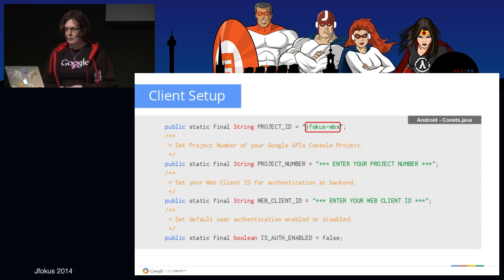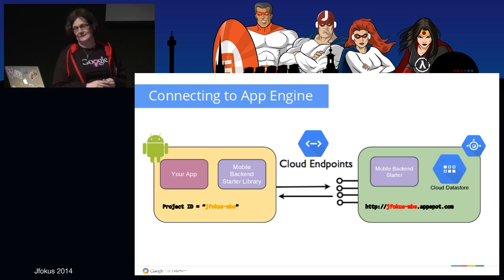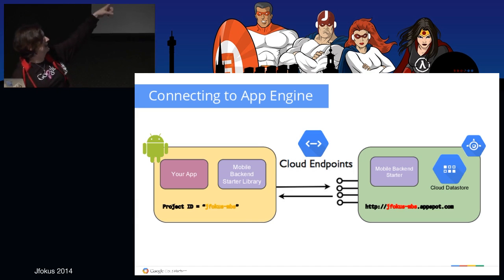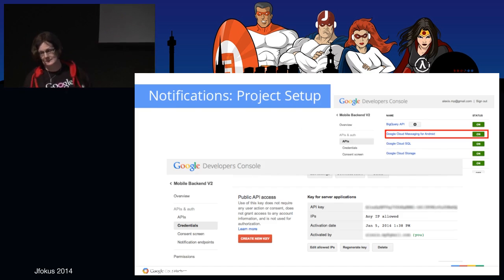So this is this file called const.java, and it contains all of the constants, all of the declarative, effectively, configuration you need to supply to make this application work. The first one we're going to supply is the project ID. So this is the ID of our cloud project, and it's jfocus-mbs. Very, very simple. And what that effectively does is allow the client application to find the App Engine application. The App Engine application is called jfocus-mbs.appspot.com. So now, with this information, it can find the APIs that this exposes.